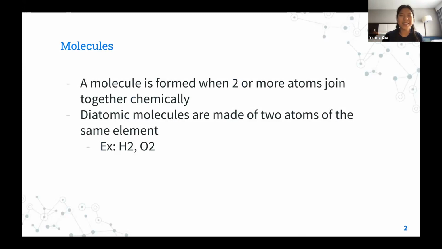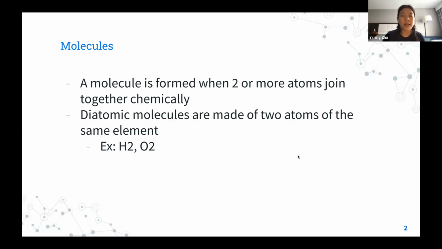Wait, hold on, my bad. Let's just use a different example, because I feel like I just had an entire brain fart. Say you have sugar, like glucose, for example. That would be a combination of carbon, hydrogen, and oxygen. So in this case, for sugar, it would be 6 plus 12 plus 6, which should be 24. So that's when 24 atoms join together chemically, and this will form a molecule.